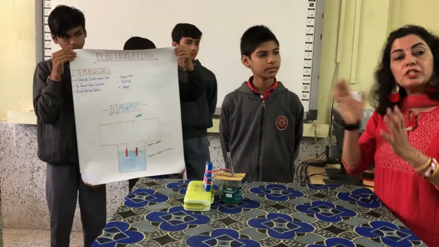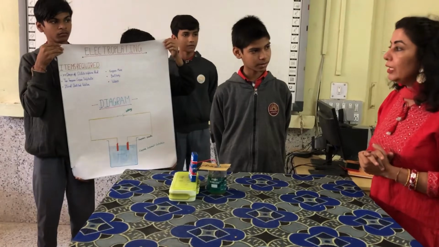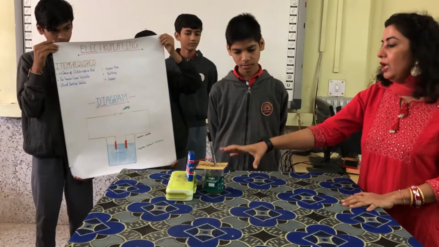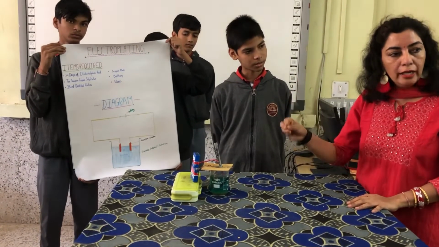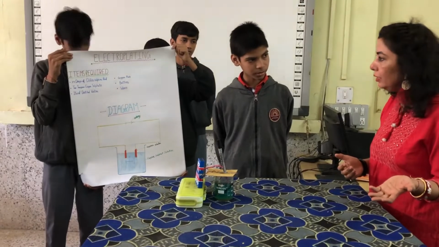And this deposition of copper on the nut bolt is called electroplating. So this is how, with the help of electricity, we can put a layer of a desired substance on any other substance.